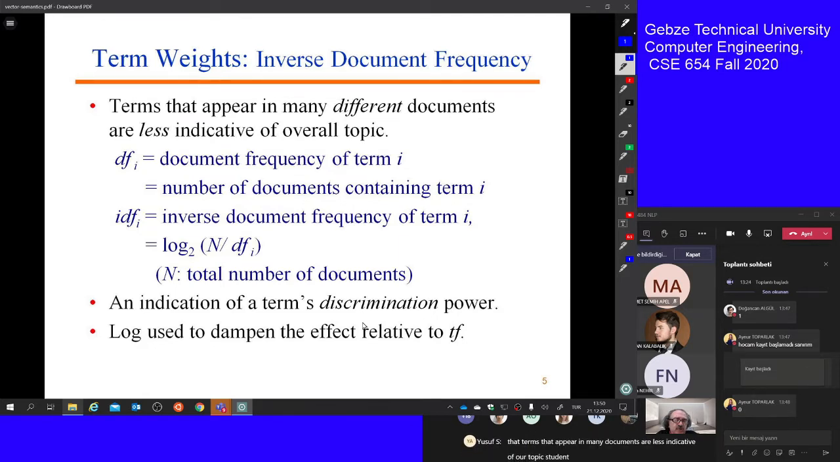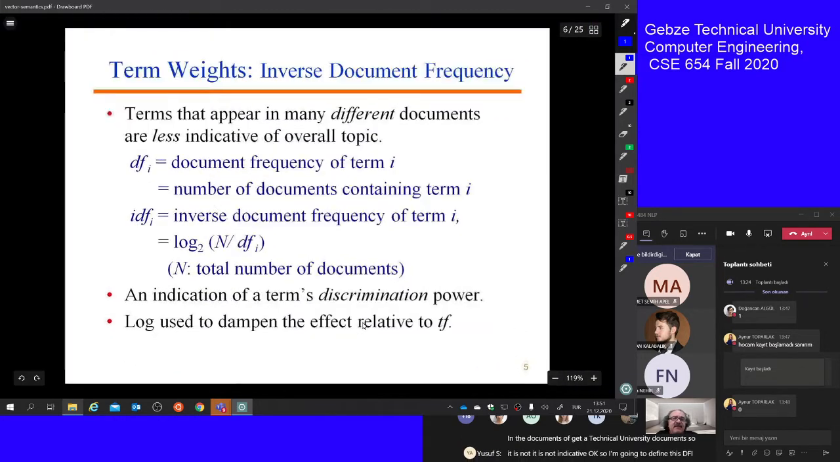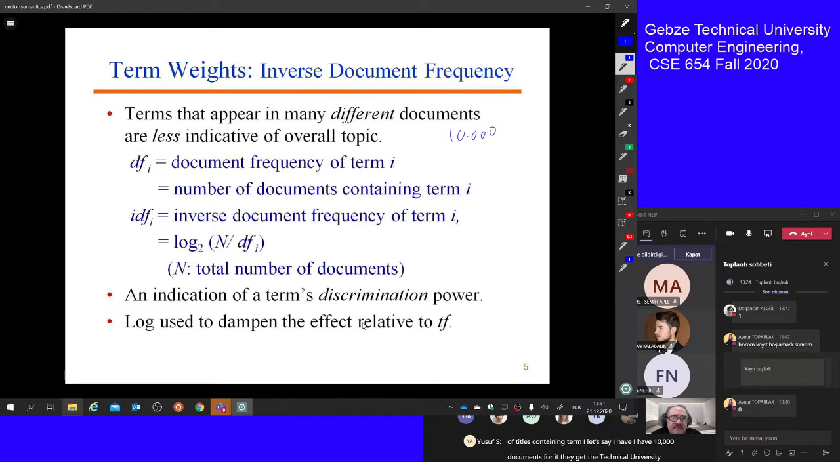The term student happens a lot in the documents of Gebze Technical University. So it is not indicative. Okay, so I am going to define this. DFI is the document frequency of term I, that is the number of documents containing term I. Let's say I have 10,000 documents at the Gebze Technical University website. Okay, so I is student.